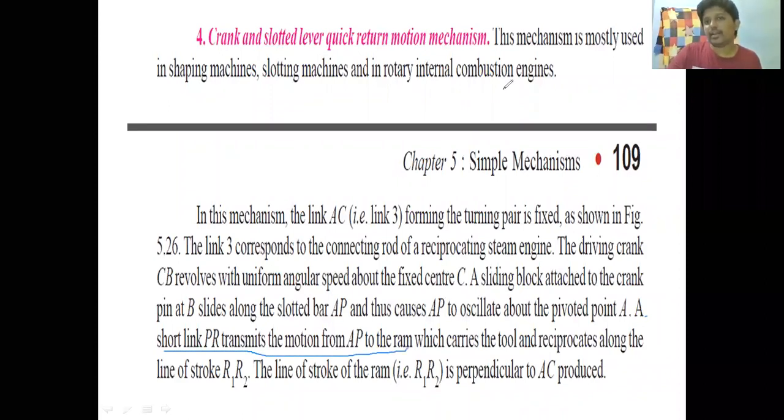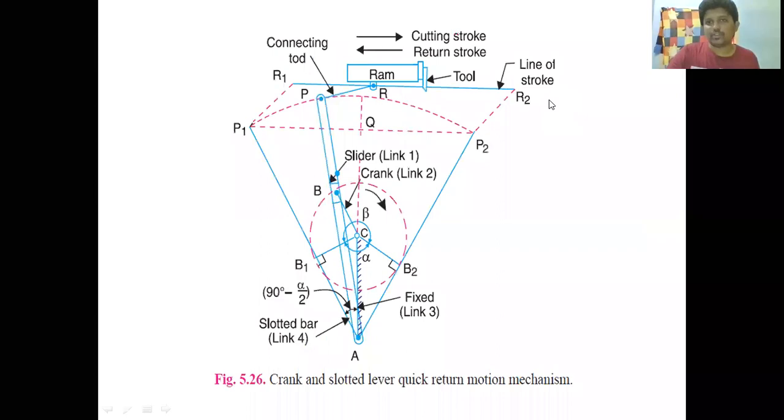A short link PR transmits motion from AP to the RAM. Now see this, a short link PR transmits motion from AP to the RAM. This is our RAM, right? That means that's the tool which is moving. Now the link, what happens to the link? This link will transmit the motion from AP to the RAM. Well, that's what is mentioned.